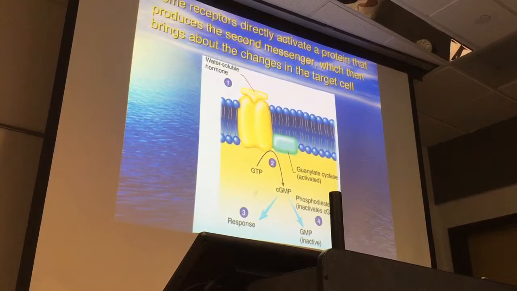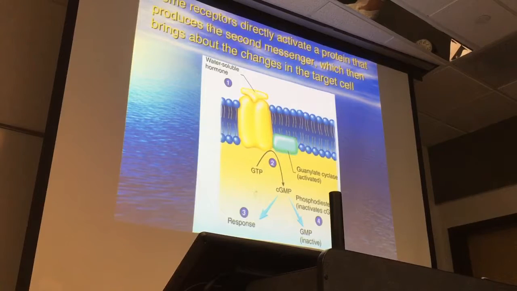Some membrane-bound receptors for water-soluble hormones, when they have the hormone bind to them, directly activate an enzyme that's going to produce the response. In this case, it directly activates guanylate cyclase, which takes a GTP and makes a cyclic GMP, which is going to produce the response. And again, a phosphodiesterase inactivates it by converting cyclic GMP to GMP.